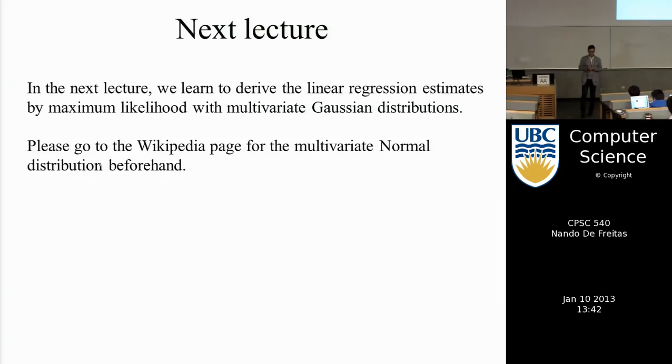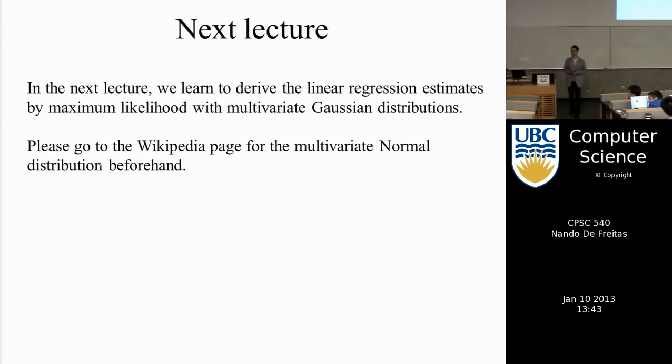In particular, we'll need to introduce something called the multivariate normal distribution, and I'm going to go over its definition. However, I strongly encourage you to go to the Wikipedia page and look at what the multivariate distribution looks like before the next class. It'll make it a lot easier to understand.